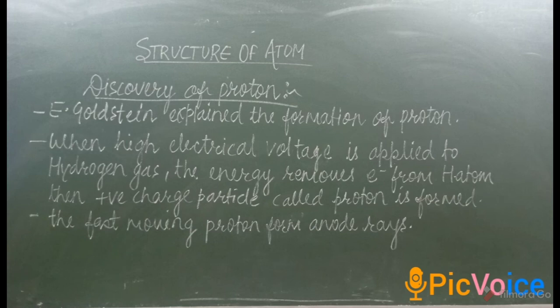The anode rays obtained from hydrogen are made up of the same type of positive particles. These particles are called protons. Thus, the anode rays obtained from hydrogen gas consist of protons, and a proton is formed by the removal of an electron from a hydrogen atom.